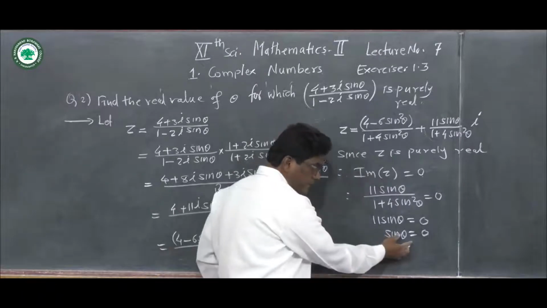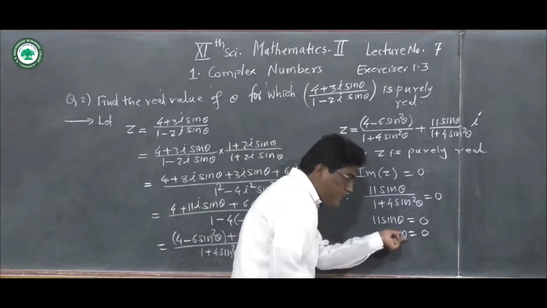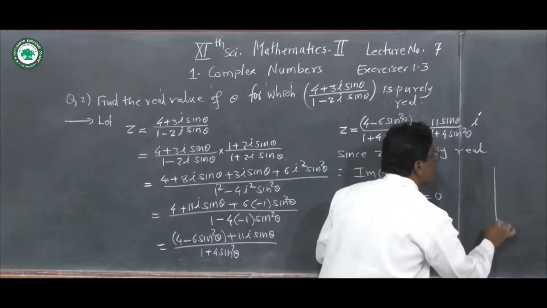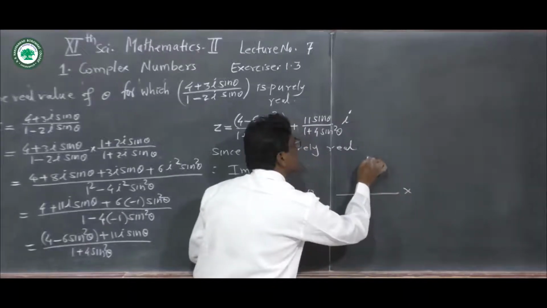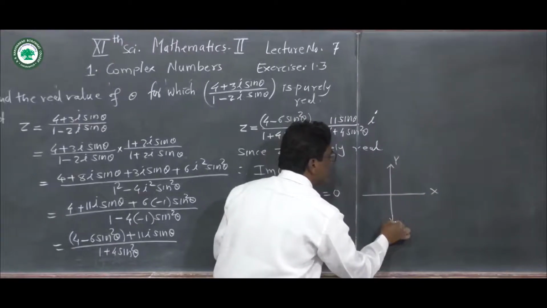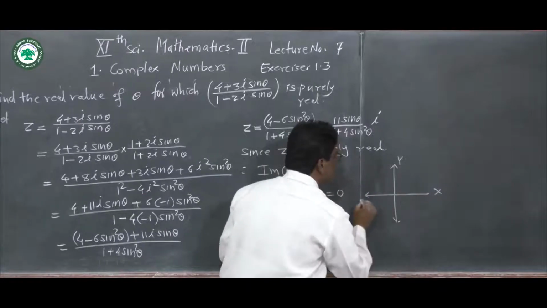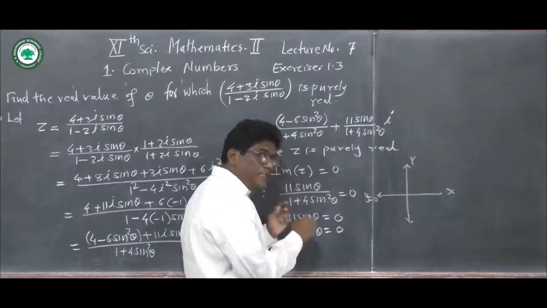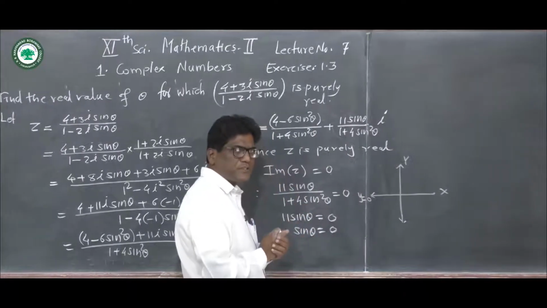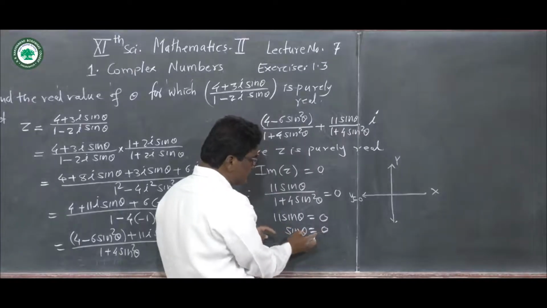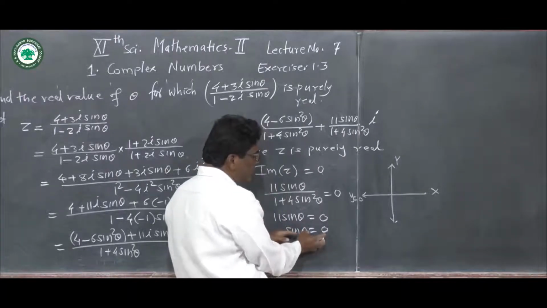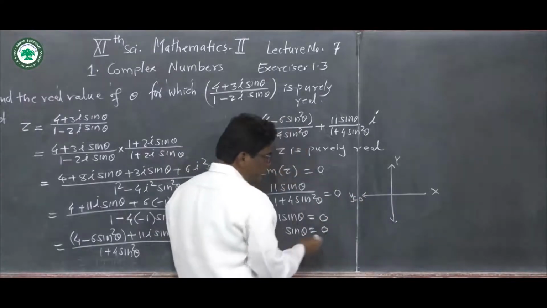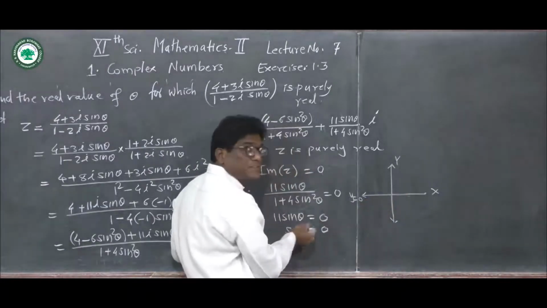Now see, sine theta is 0. We have to find the theta where sine is 0. If we consider here the positive x-axis and this is the positive y-axis, we know that on the x-axis the y coordinate is 0, and we know that sine theta is nothing but the y coordinate. So theta is 0. This sine theta is 0 on the x-axis.